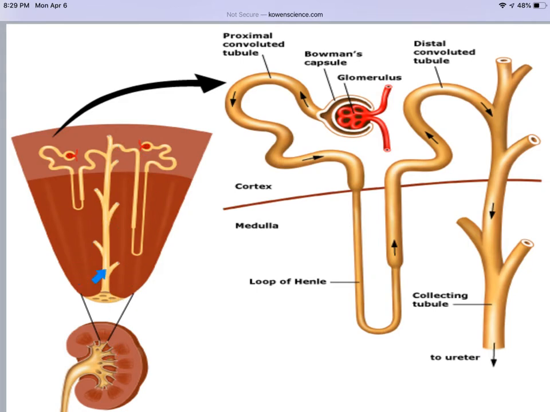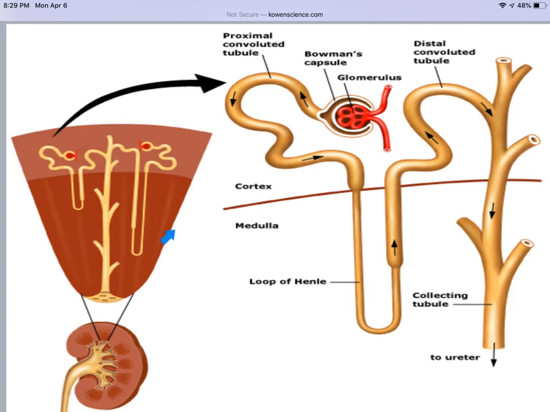Now you'll notice that our nephron is in the renal pyramid area, and it is in both the cortex and the medulla. I do want you to be aware that there are millions of nephron systems. So don't think that there's just one that separates all of the waste out of the blood to the kidney, but millions of these.